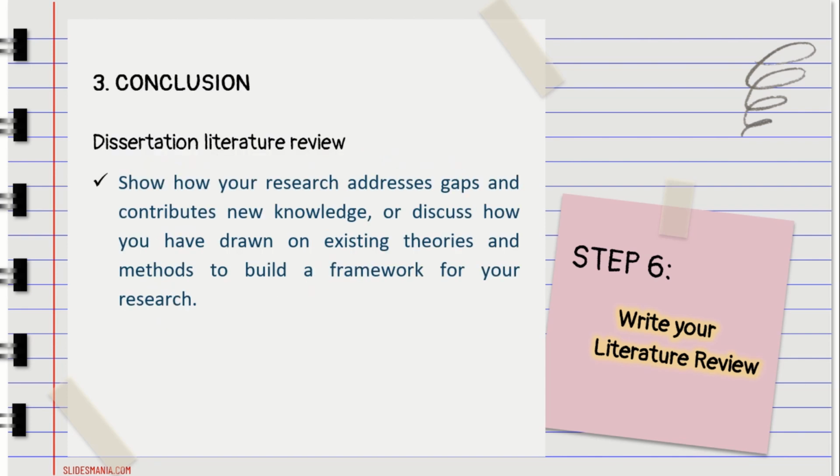And for the conclusion, in here, you summarize the key findings you have taken from the literature and emphasize their significance. So if you are to write a literature review for a dissertation, show how your research addresses gaps and contributes new knowledge. Discuss how you have drawn on existing theories and methods to build a framework for your research.